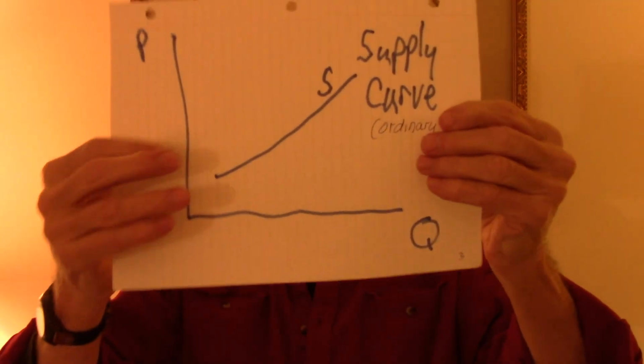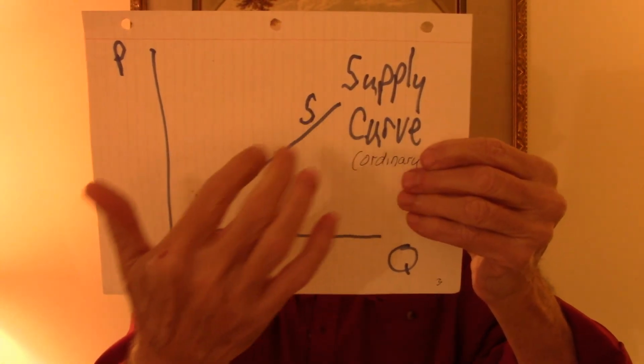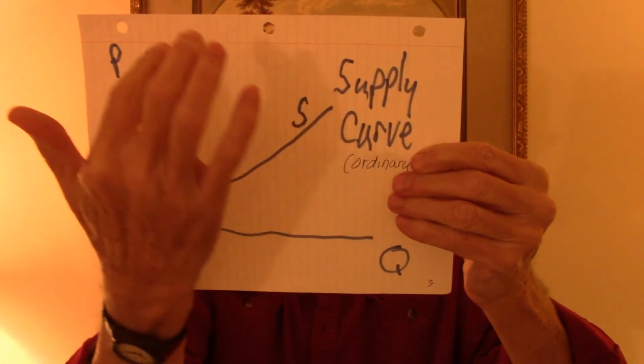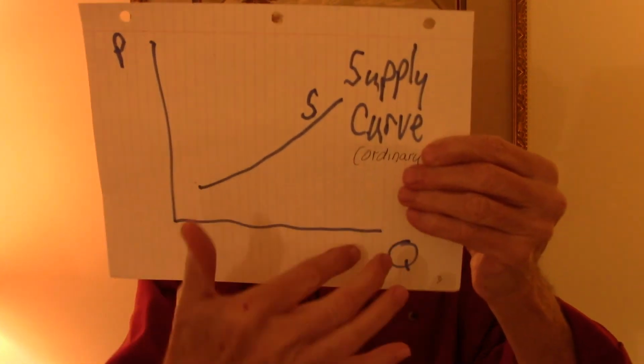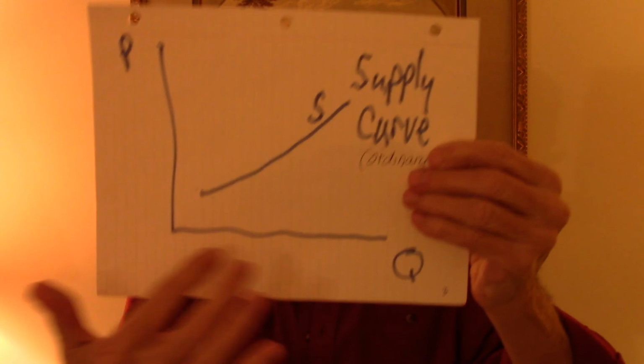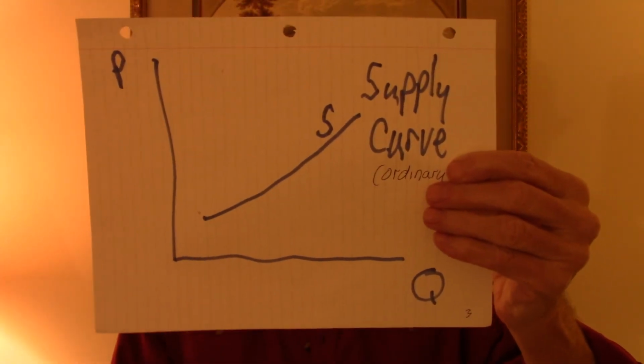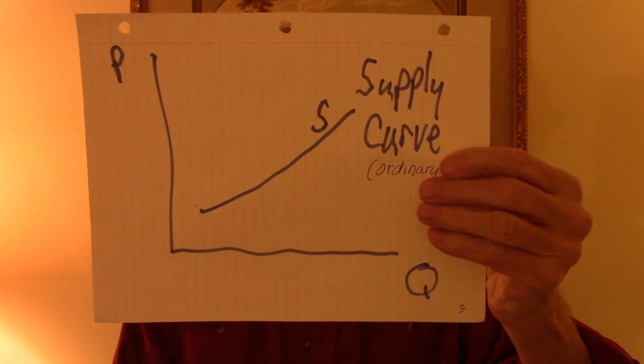On the other hand, there's the supply curve. As prices go up, producers are going to supply more, and so as prices go up, there's more quantity down here. And as prices go down, there's less quantity. That's very fundamental. You'll see that in all supply and demand curves.